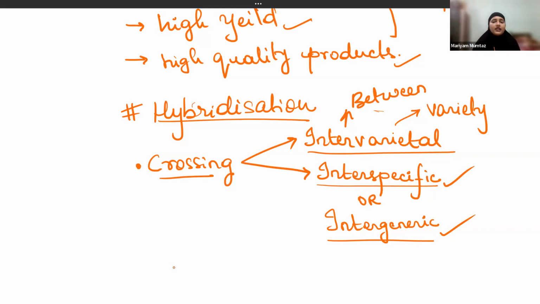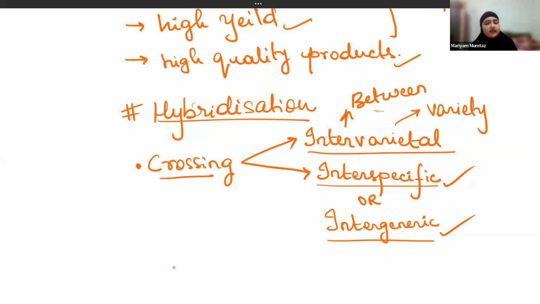Okay, so now you write down about intervarietal. The crossing between two different varieties is known as intervarietal crossing. It has to be different. It can't be the same, or else it won't be crossing; it will be something else. Both the varieties have to be different. So that is why intervarietal crossing is the crossing between two different varieties.